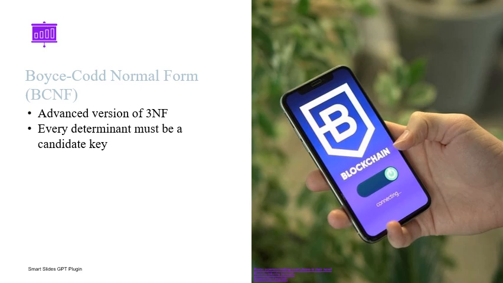Next, Boyce-Codd normal form. BCNF is an advanced version of 3NF. It handles special cases where even 3NF does not fully fix dependency issues. The rule is every determinant must be a candidate key. This ensures no weird or unexpected dependencies remain. It's used mostly when dealing with more complex databases.